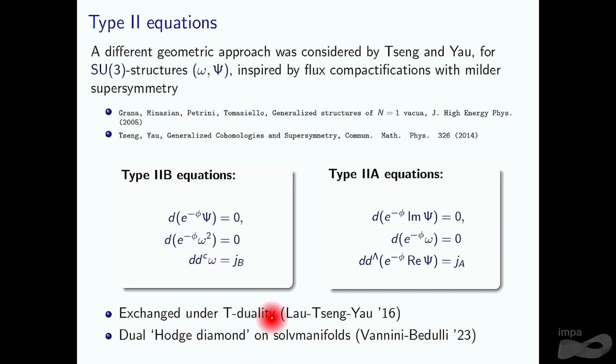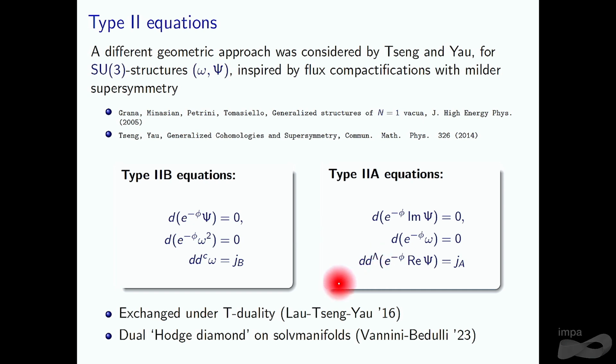And then there is a dual picture corresponding to the type 2A equations, which relates to symplectic geometry. So this in particular implies that you have a symplectic structure on the manifold. This implies that you have a complex balanced structure on the manifold. This works nicely because these solutions are naturally exchanged under T-duality, at least in the semi-flat case.